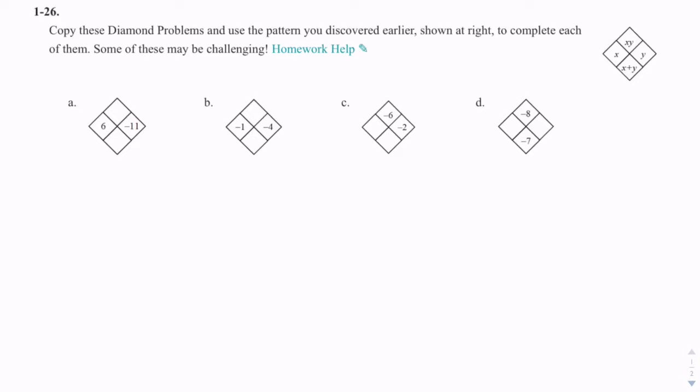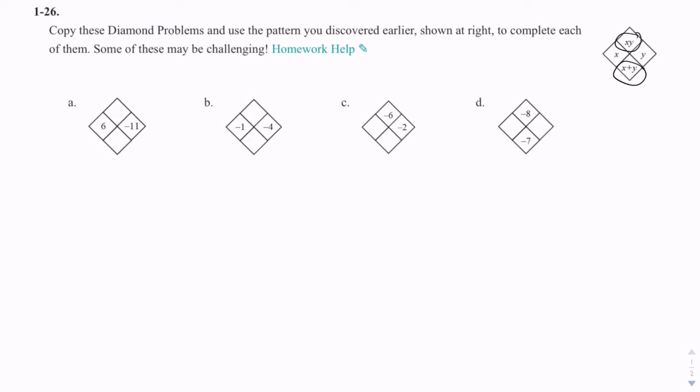Okay, for 26, more diamond problems. Again, these are incredibly important, so that's why there's so many of them. Let's remember our chart here, because you're not always going to get it. The top diamond is multiplied, the bottom diamond is added.